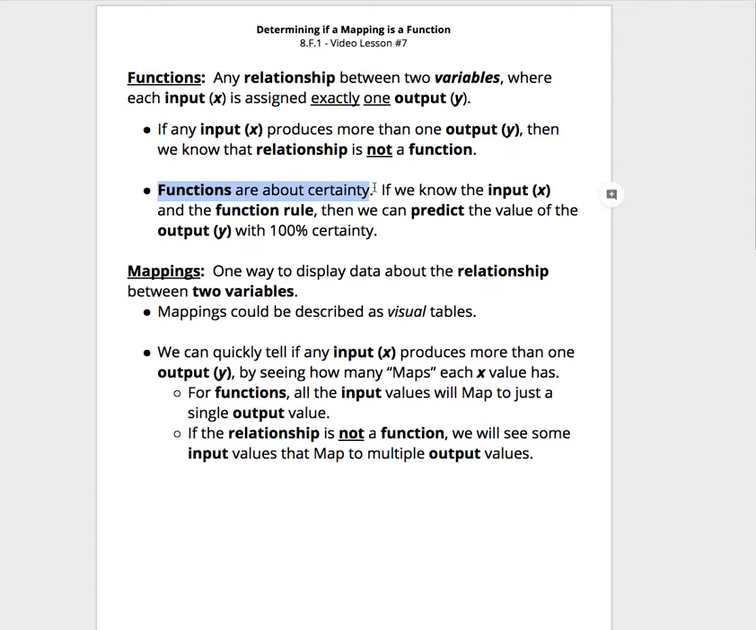Functions are about certainty. If we know the input and we know the function rule, then we can predict the value of the output with 100% certainty. You'll work with functions a lot in high school. That's why we're focused on how we can understand the definition.